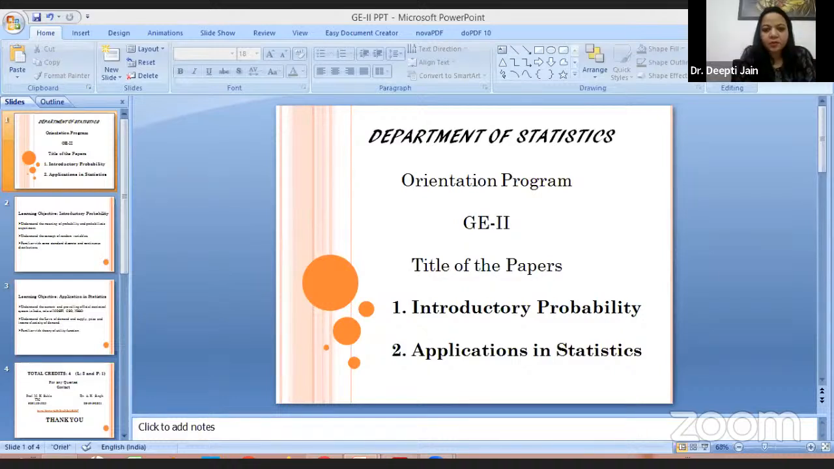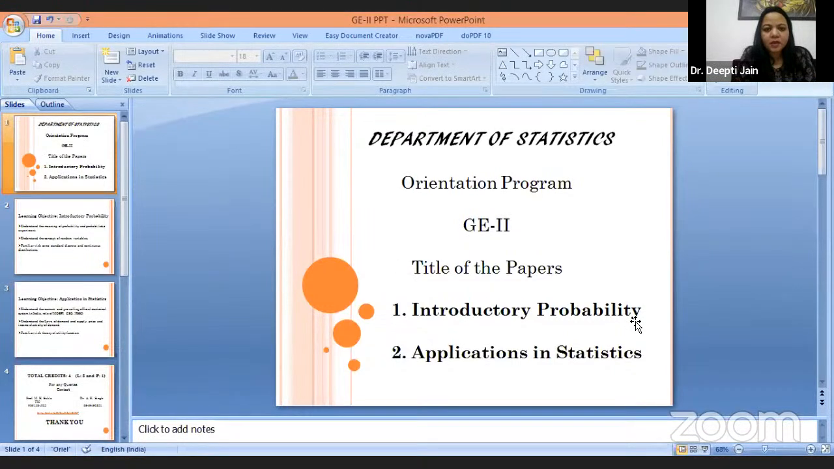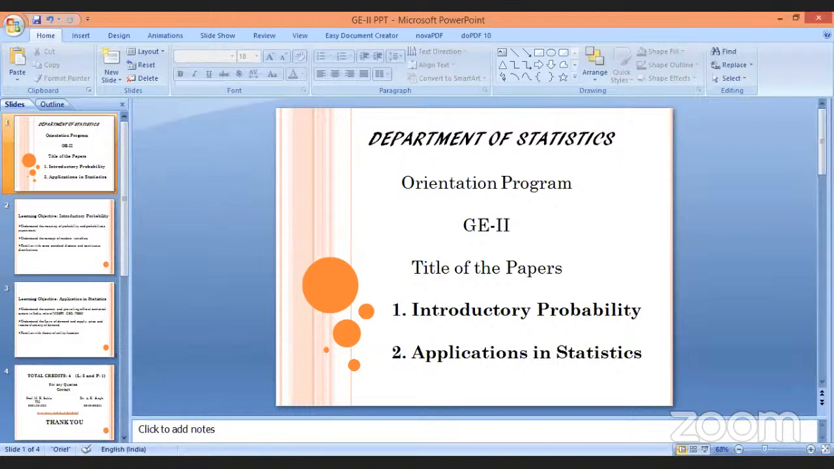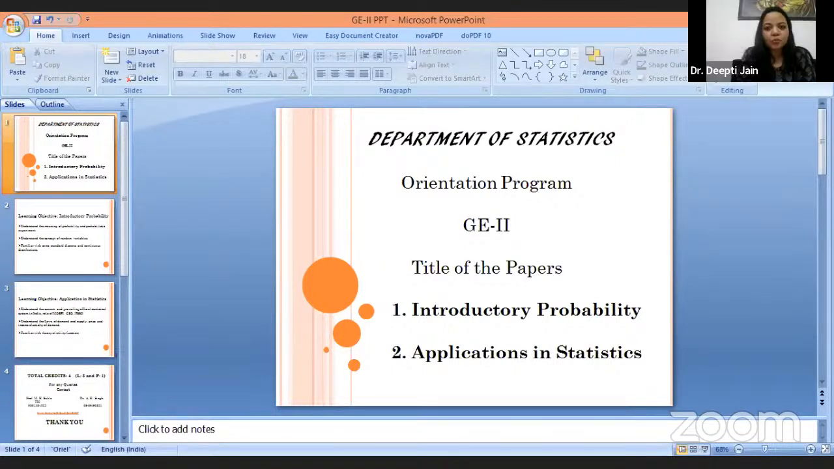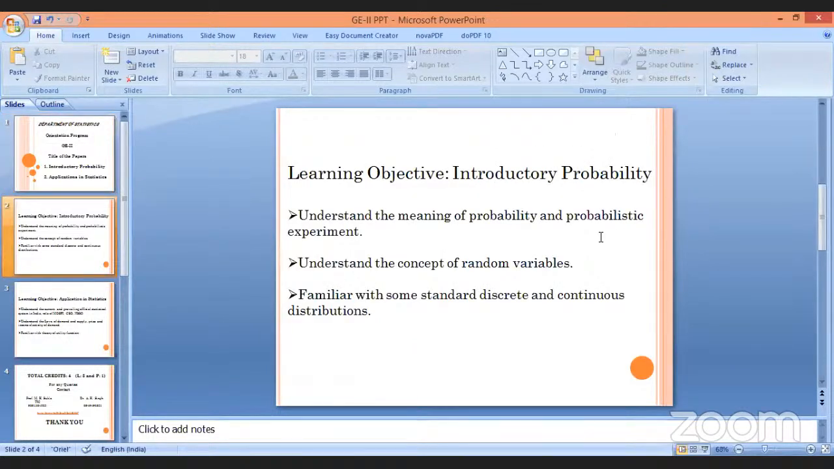Dr. Alok, there is a query. Is there any prerequisite for the statistics paper? No. There is no prerequisite, students. You can join. Anyone can opt.